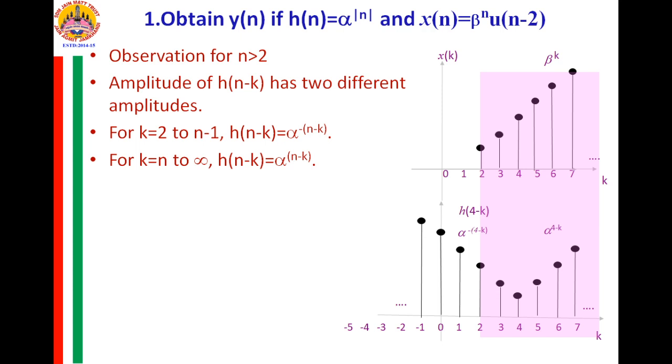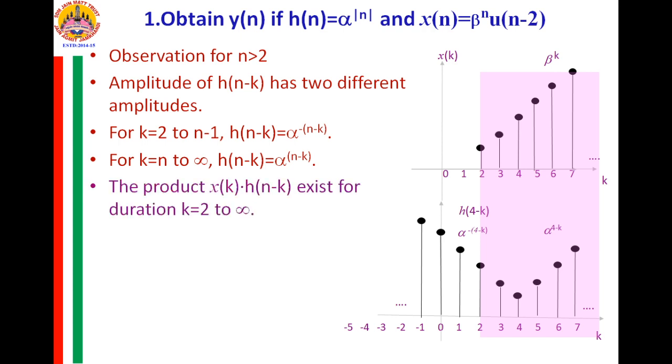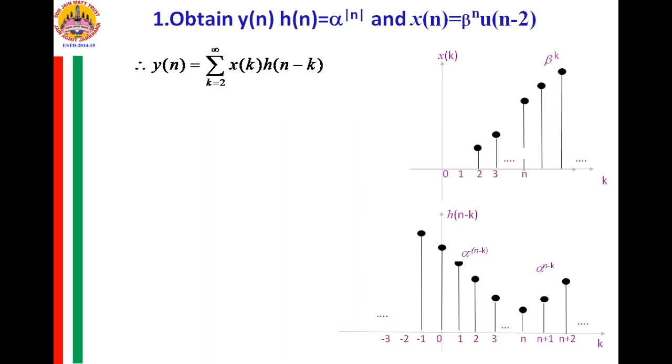And in that product, the h of n minus k will have two amplitudes. From 2 to n minus 1, h of n minus k is alpha raised to minus n minus k. And then from n to infinity, h of n minus k is alpha raised to n minus k. And the product still exists from 2 to infinity. That is what we have observed.